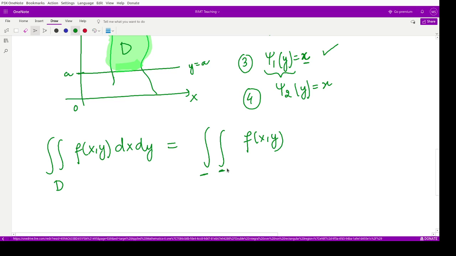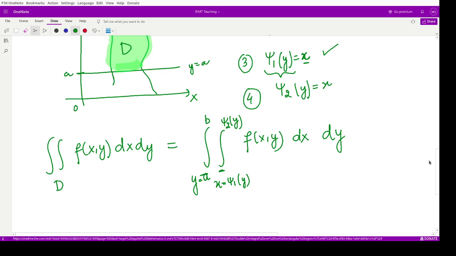First of all, we will apply the limits of x. So we'll perform the integration here with respect to x, that is x varies from psi 1 y to psi 2 y. So that means we'll first compute the variable limits and then we'll perform the integration with respect to the variable y. So here the limits of y will appear. So y varies from a to b. So this is how you compute the integral.